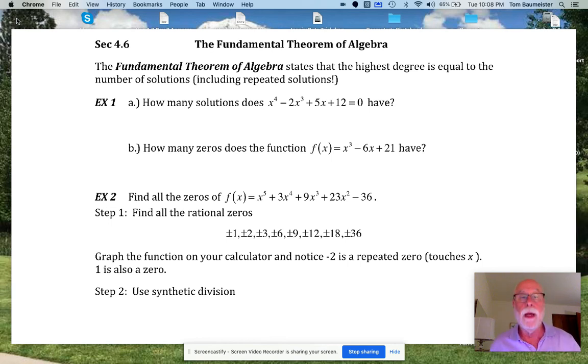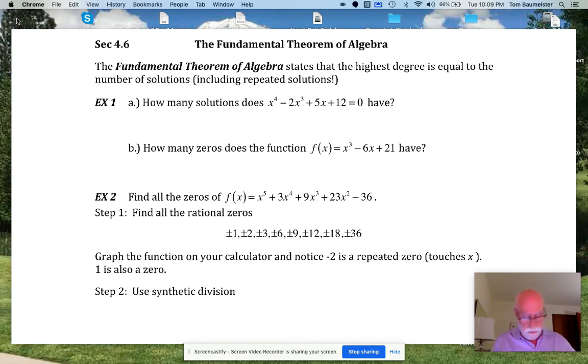We're going to talk about section 4.6 today and tomorrow, and we're going to start with the fundamental theorem of algebra. The fundamental theorem of algebra simply states that the highest degree is equal to the number of solutions, and that also includes repeated solutions. Remember, a repeated solution is one where it just touches the x-axis, and we would call that a multiplicity of 2.